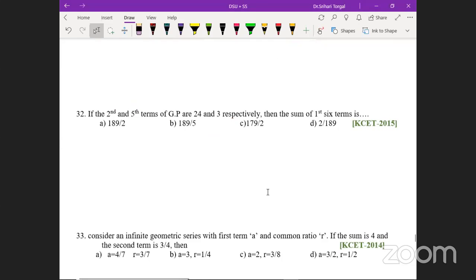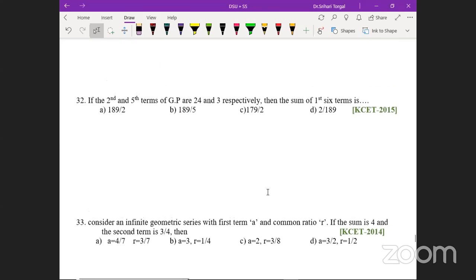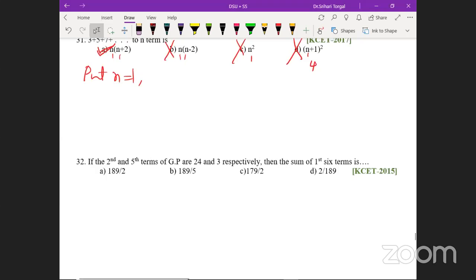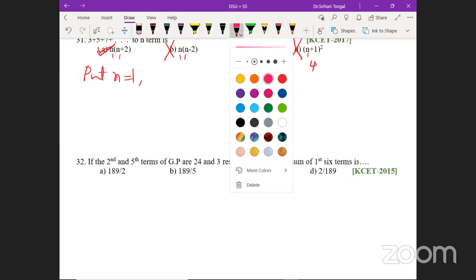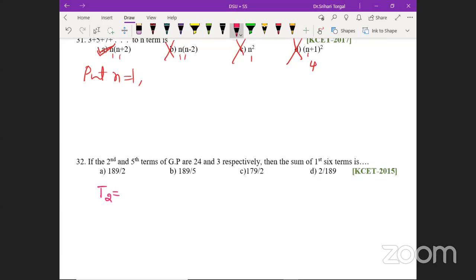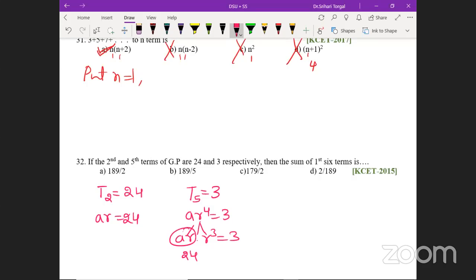Karnataka CET 2015 question. Second term of a GP is 24. Fifth term of a GP is 3. Correct? And ar is 24, ar power 4 is 3. Right? And if I take this ar on the other side, if I make it r cube separate like this, I can replace this ar by 24, and r cube is equal to 3 ones are 3, eights are.